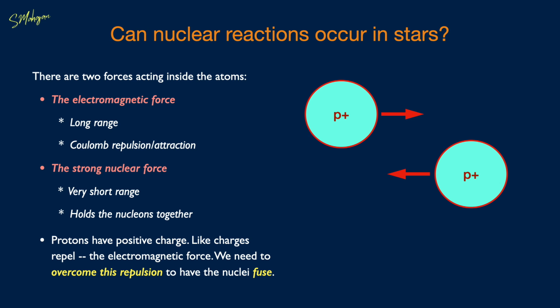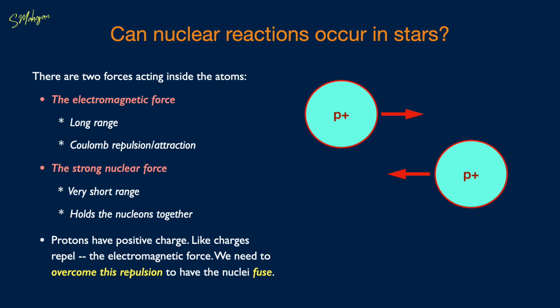But we know that the nucleus is positively charged. So does physics even allow nuclear reactions to occur in stars? Note that there are two different forces acting in an atom: the electromagnetic force, which is a long-range force, and the short-range nuclear force between the nucleons, which binds the nucleus together. All elements have a positively charged nucleus.